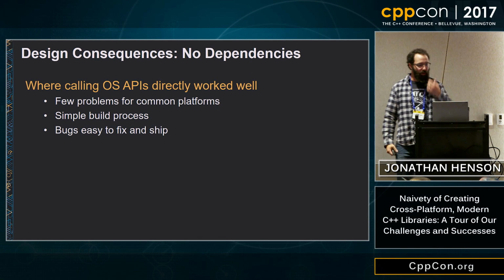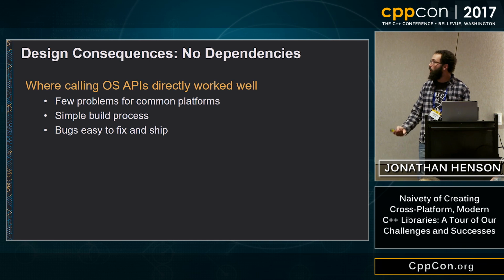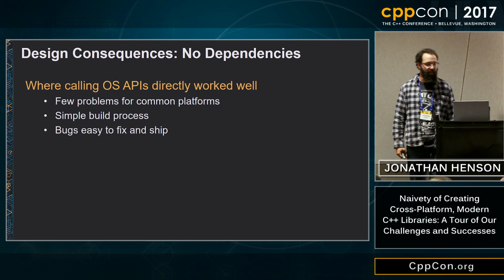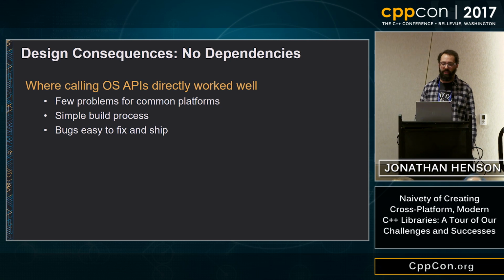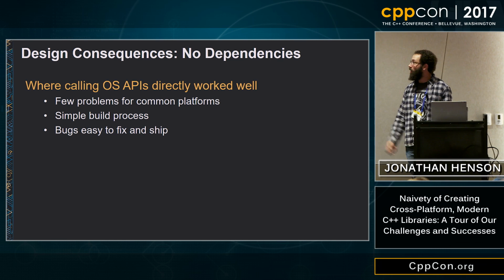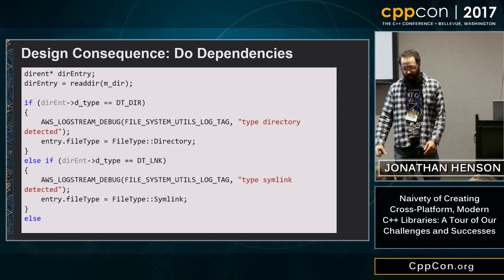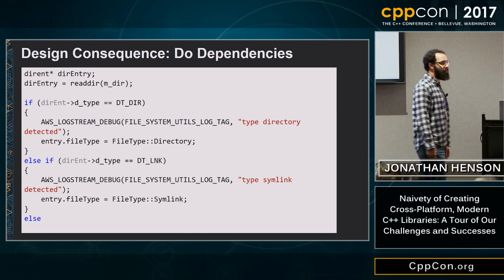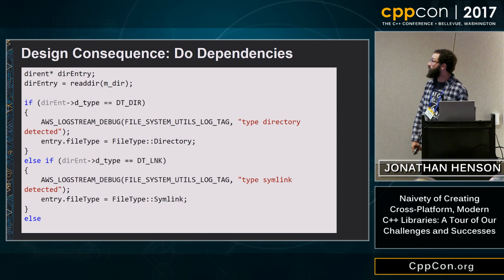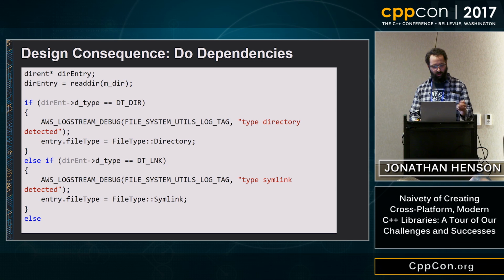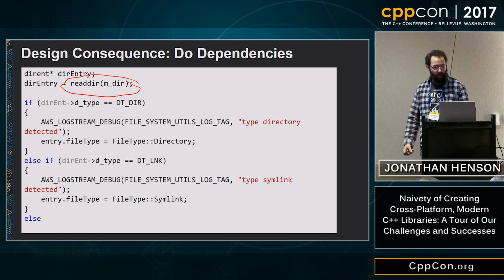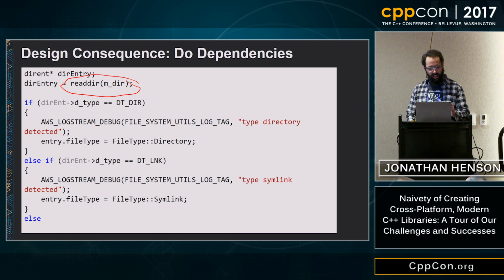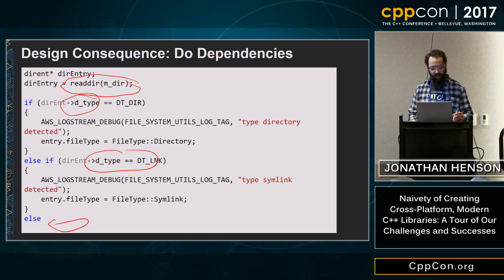Another portion of the node dependencies design was just calling the OS APIs directly instead of taking some other dependency to do it. And this worked out well for most common platforms. The build was simple, bugs are easy to fix and ship, but there is one thing that makes it hard. So this code here is part of a directory traversal, and you'll see that we call readdir on a string right here. And then we evaluate the enum d_type to figure out if it's a directory, symlink, or a file. And that's all the way down here.